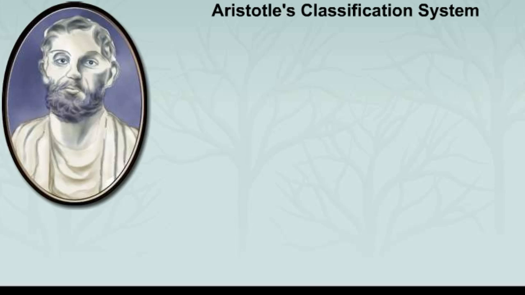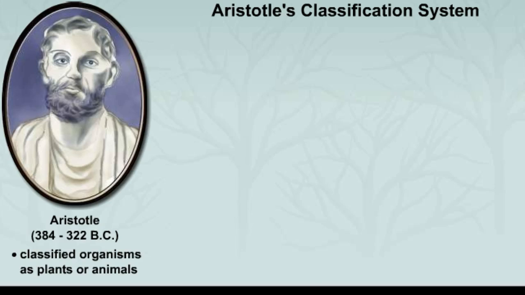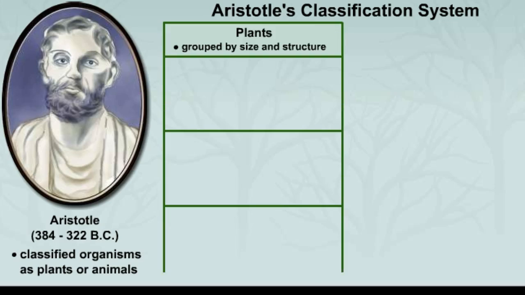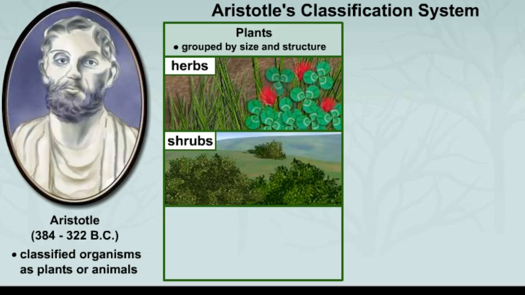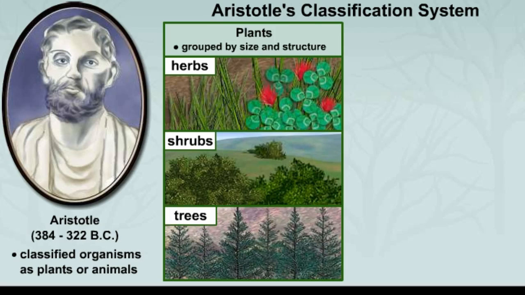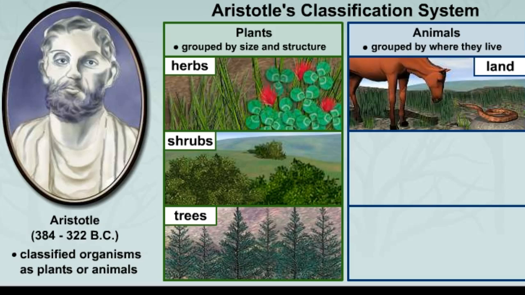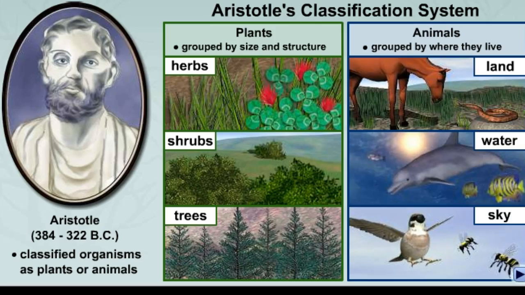An early classification system was developed by the Greek philosopher Aristotle. He classified organisms as types of plants or animals. Plants were grouped based on their size and structure, as herbs, shrubs, or trees. Animals, on the other hand, were classified based on where they live, on land, in water, or in the sky.